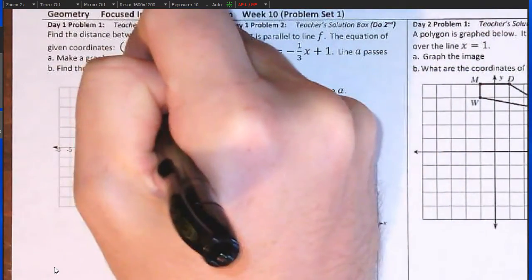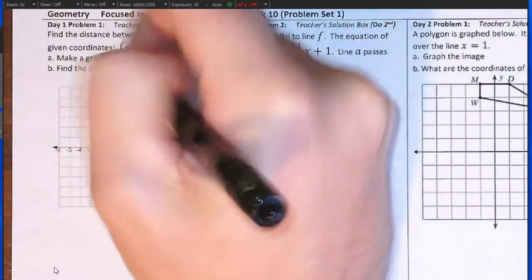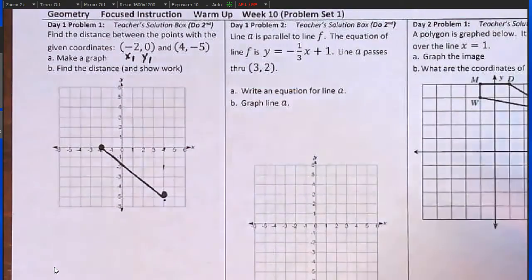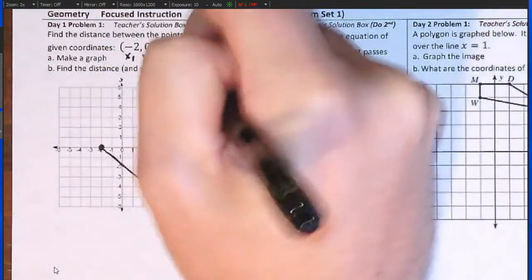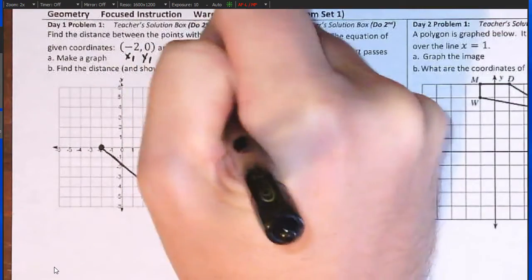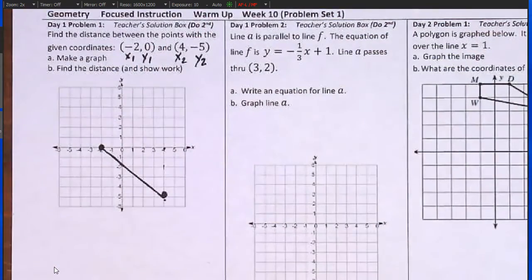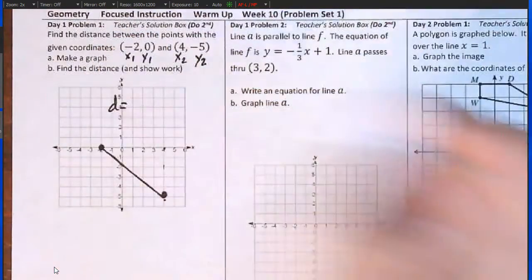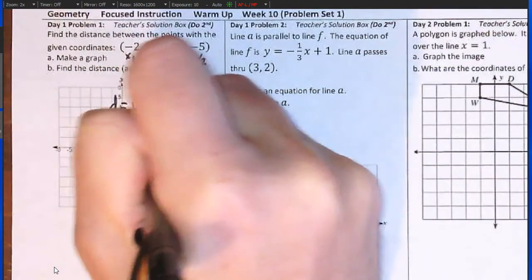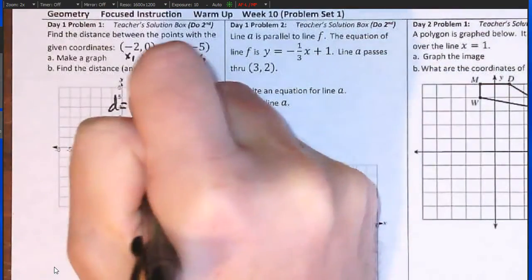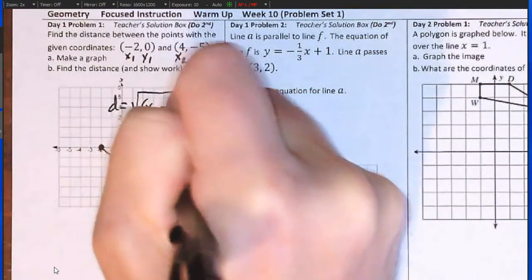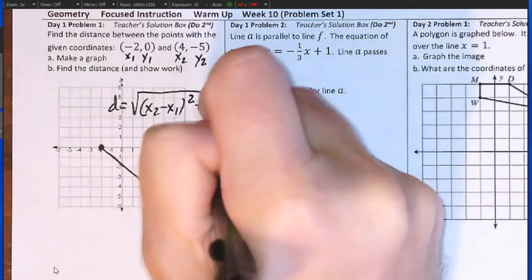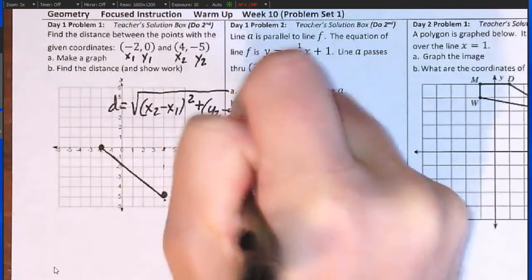In that formula, the first ordered pair that's given to us, we can use the symbols x1 and y1 to represent those coordinates. For the second ordered pair given to us, we can use the symbols x2 and y2 to represent those coordinates. Now here is the distance formula learned early in the school year. The distance equals the square root of x2 minus x1 squared plus y2 minus y1 squared.